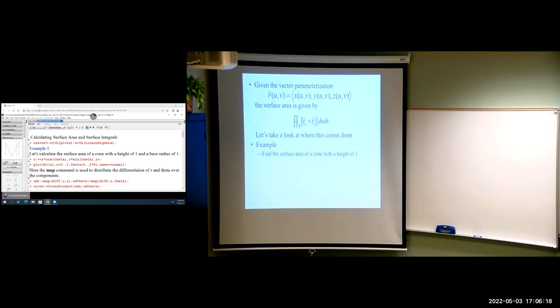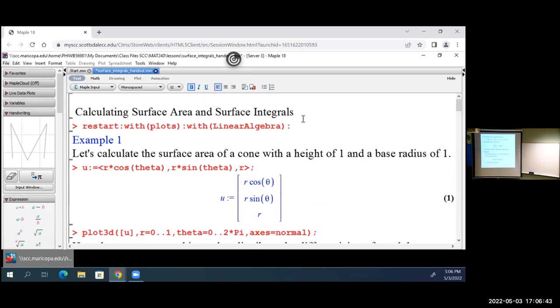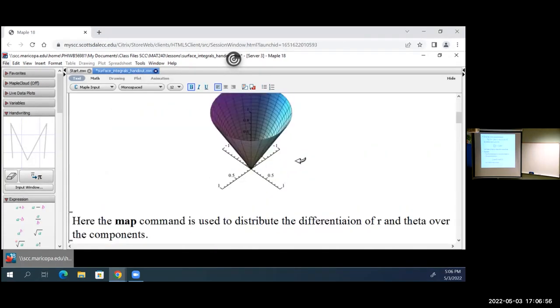So let's talk about doing a cone with a height of 1, just a basic 45-degree angle cone, which would have the following parameterization. So this is where I'll switch over to Maple. And like I said, first thing you do, make sure you have the correct parameterization by plotting it. So I put in my parameterization. So that's my vector for parameterization. I'm calling it u instead of r because I'm using r and theta instead of u and v. But then plot it.